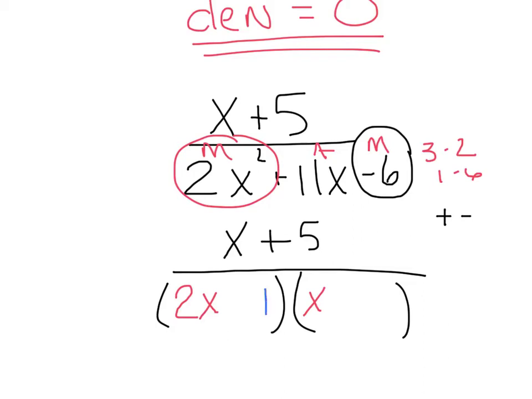I'm going to try a 1 here and a 6 here. And I'm going to check the outsides and insides. That will make 12 and 1. And then I can get an 11 out of that if I make my 12 positive and my 1 negative.